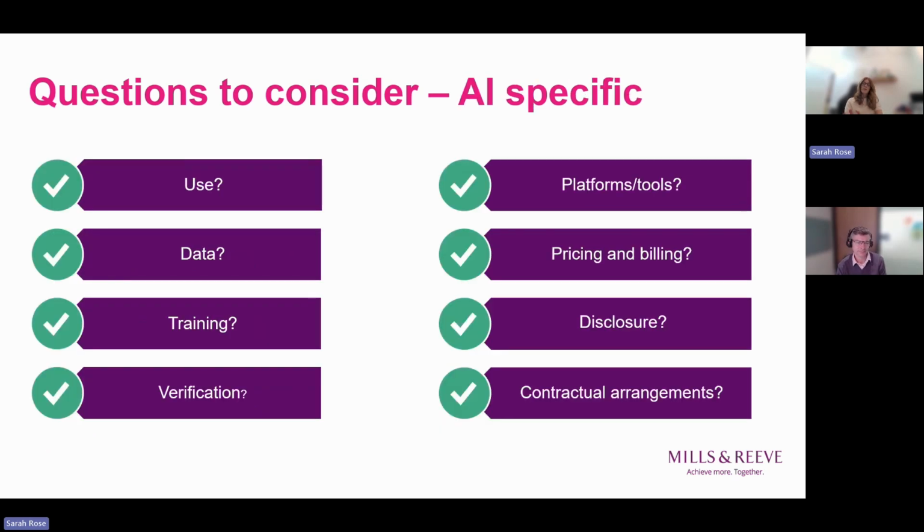And then from the AI specific context, what's it being used for? What types of data are being put into the system and what safeguards are there in place around confidential and sensitive data? What training is received by employees to ensure that they're using AI tools effectively and responsibly? What verification processes are in place to check the AI output and also the data that's going into the system? Which platform is being used and how is it being selected? What's the approach to billing? Do clients even know that this is being used? And finally, that all-important question about the contractual arrangements. How likely is it that there would be scope for a recovery if a claim has to be made?